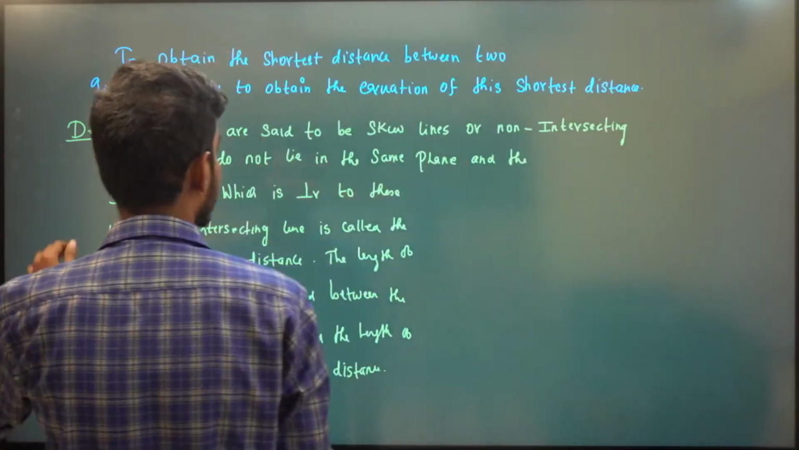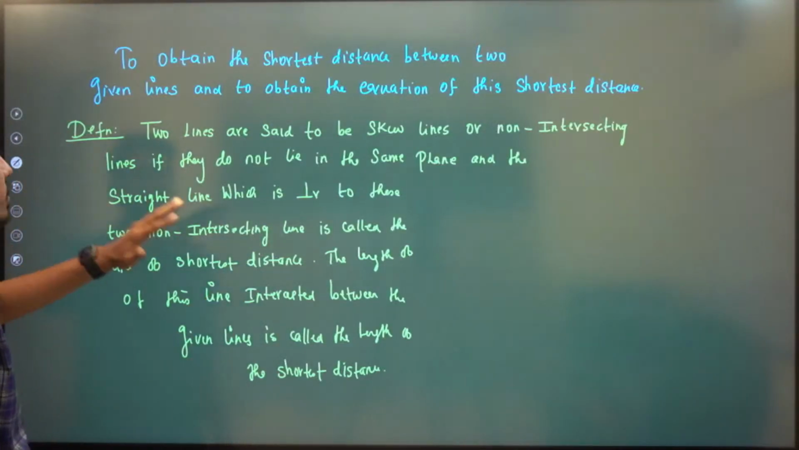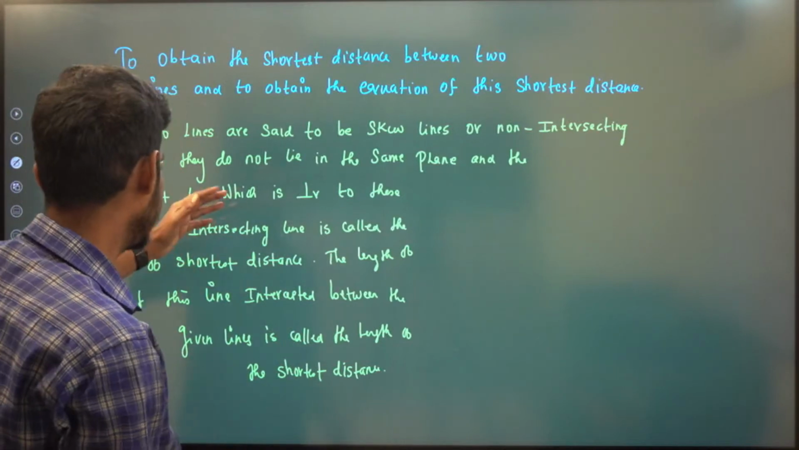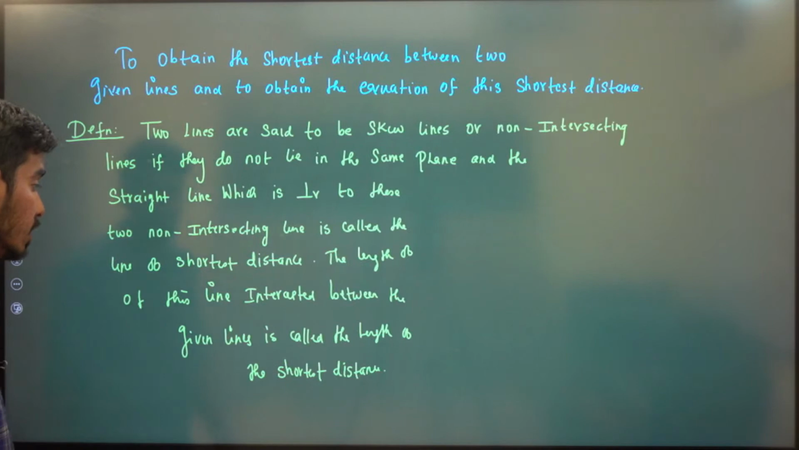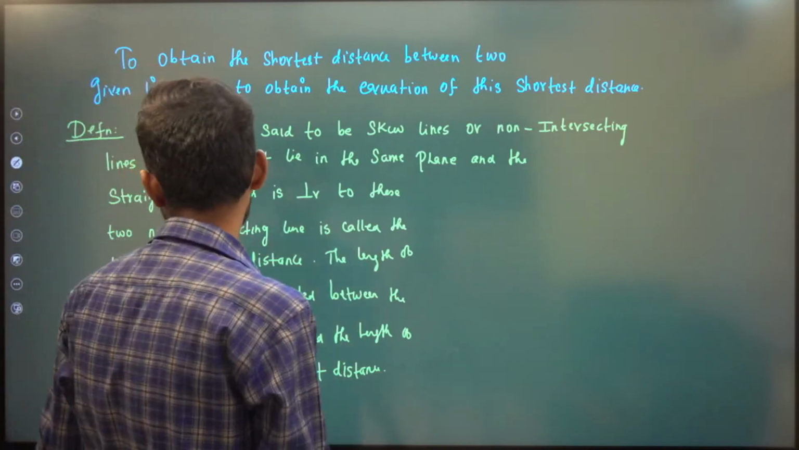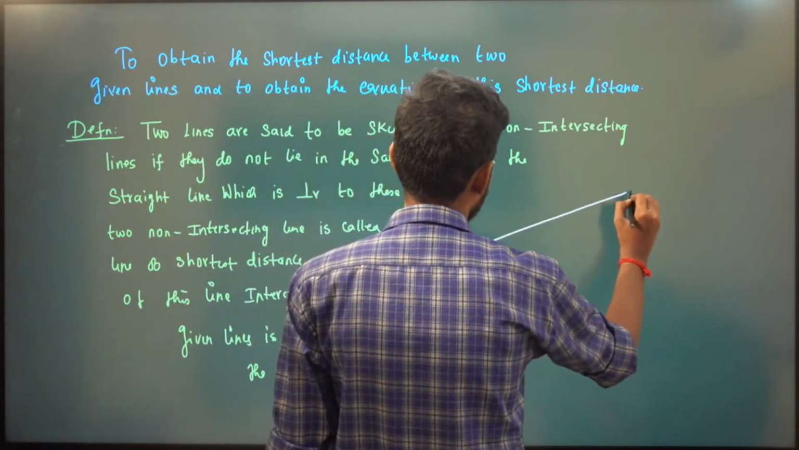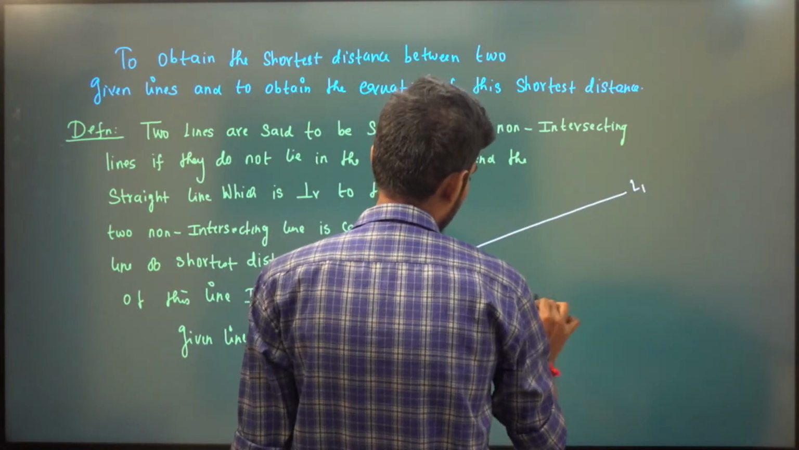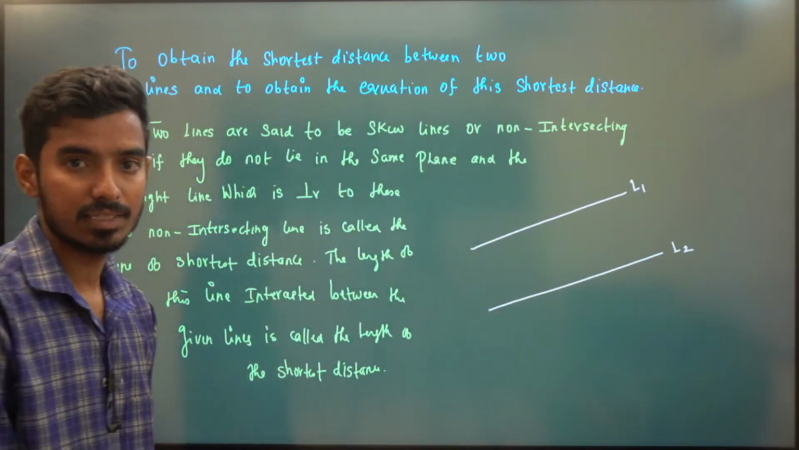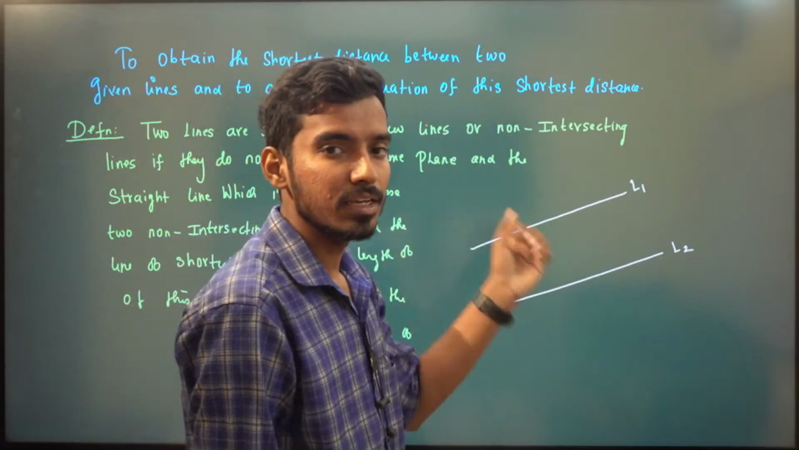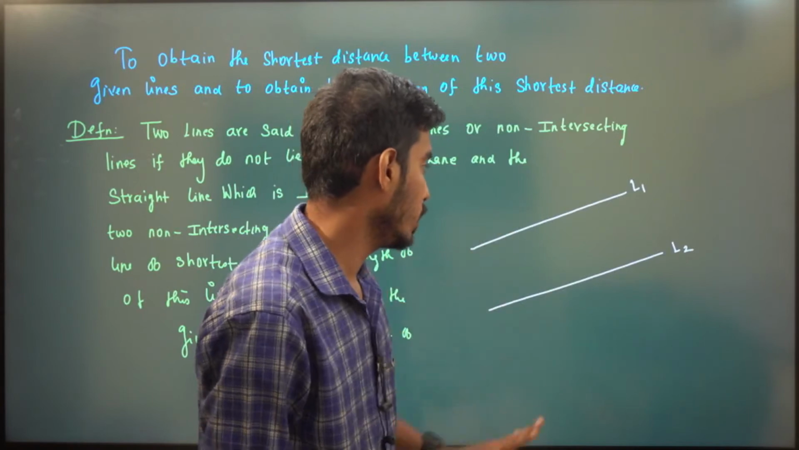So two lines are said to be skew lines if they are non-intersecting and do not lie in the same plane, and the straight line which is perpendicular to these non-intersecting lines is called the line of shortest distance, and the length of this line is called the shortest distance. Very simple. So we have two lines, L1 and L2. They will not intersect. If they intersect, they will be coplanar, and the shortest distance will always be 0, right? Okay. So L1 and L2.